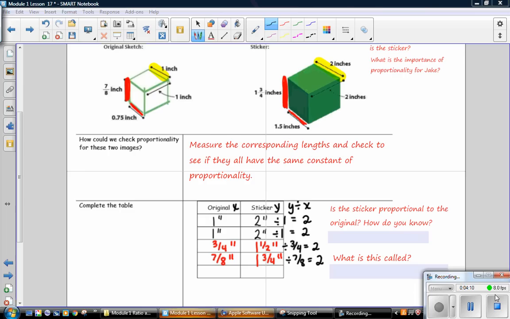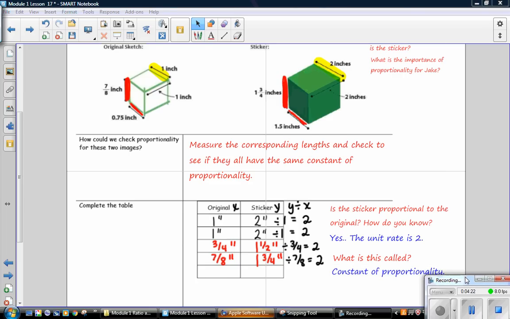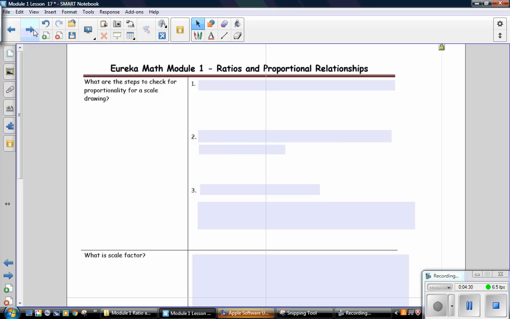Is the sticker proportional to the original, and how do you know? It is proportional because the unit rate is 2. What is this called? It is called the constant of proportionality. So remember that the unit rate is also called the constant of proportionality. What are the steps to check for proportionality for a scale drawing?